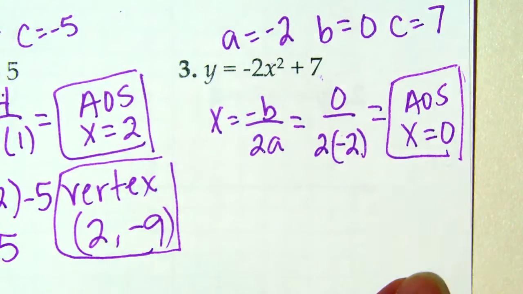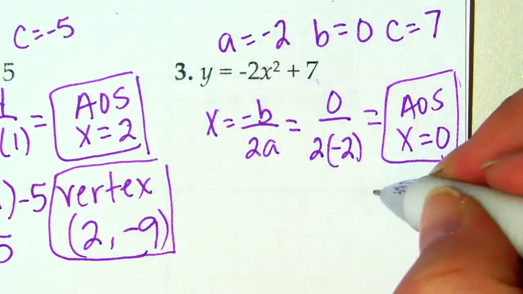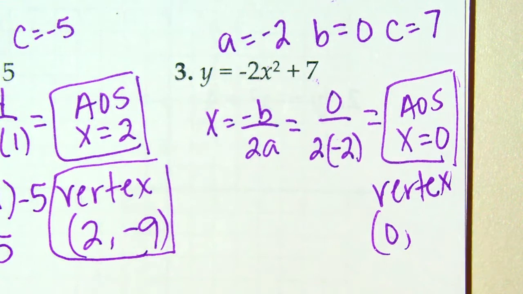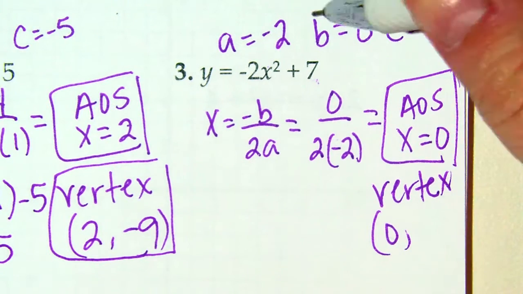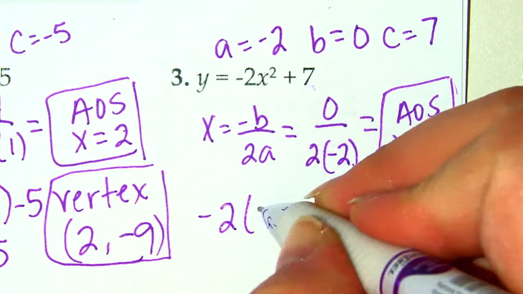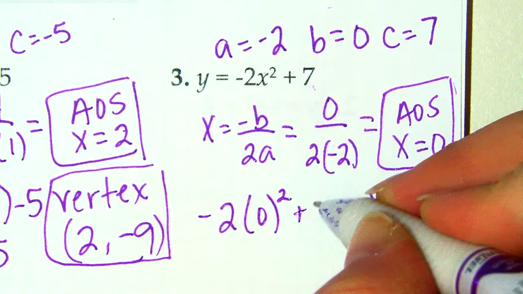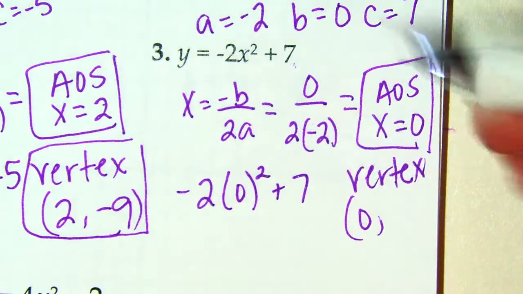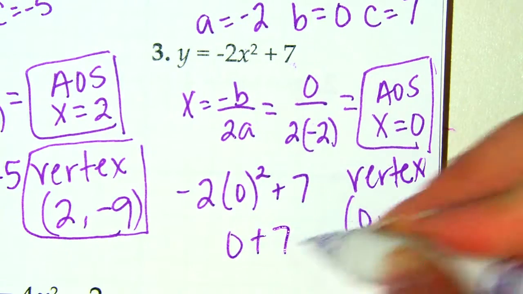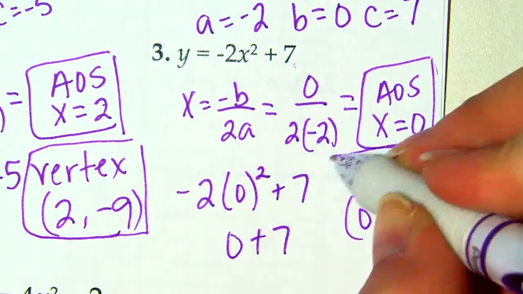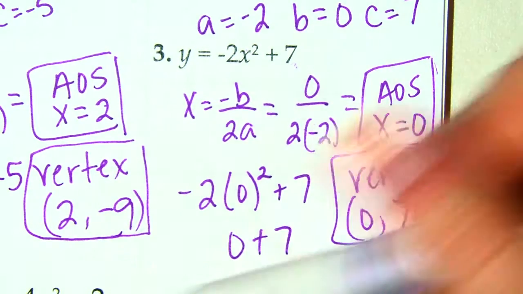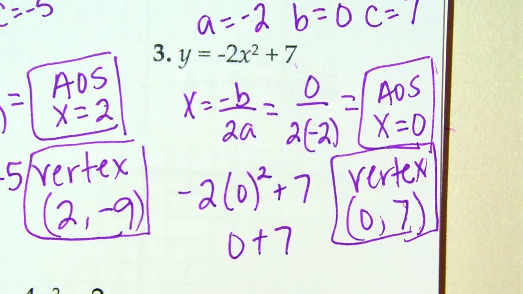And then we'll plug that in to find the vertex. So vertex starts with 0, and then we'll find the y value after we plug it in. So negative 2 times 0 squared plus 7. So 0 squared is 0, times negative 2 is still 0, plus 7 is 7. So when the AOS is 0, that makes it pretty easy to calculate. You'll have a couple of these to try on your own after the video.